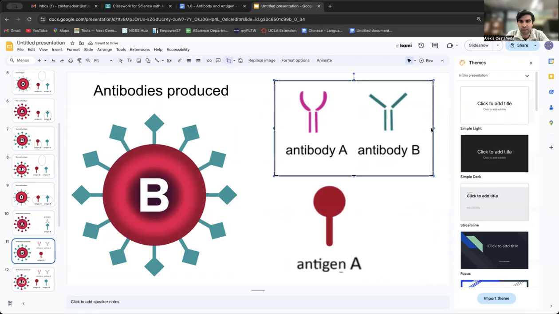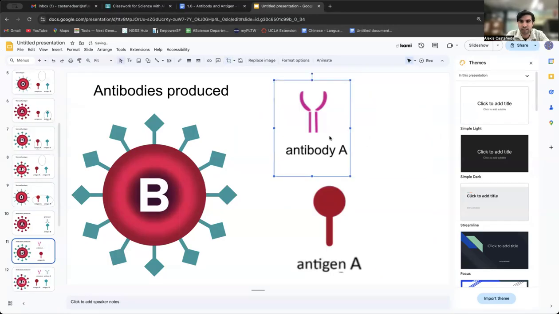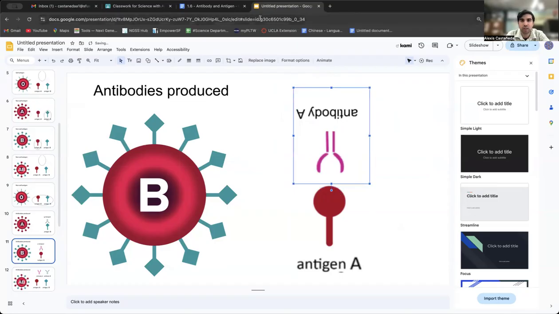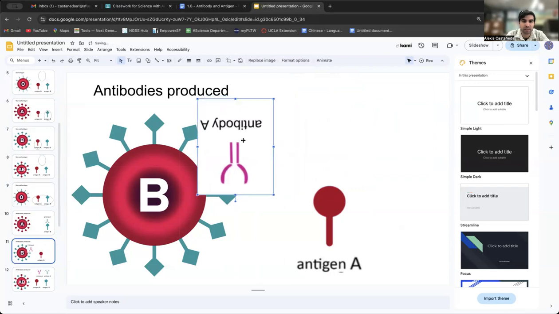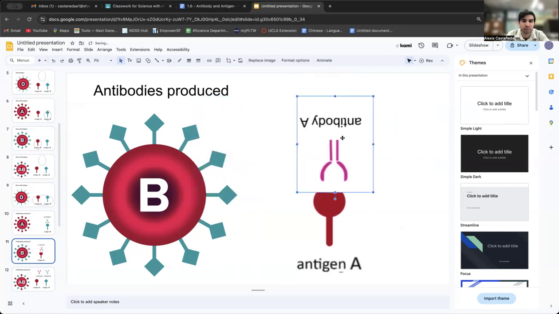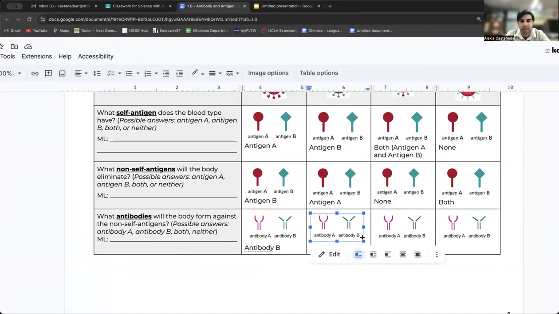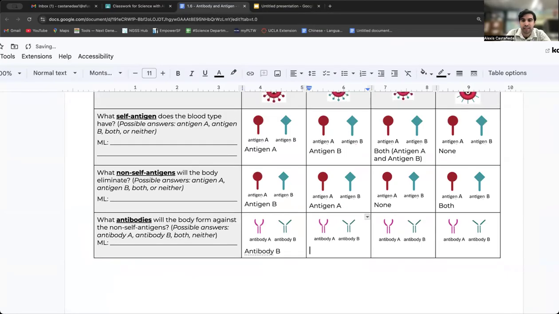So which one of these antibodies will fit on it? Well, antibody A will fit. Antibody A will fit with this antigen A. When it fits on it, it will eliminate it. Unfortunately, this antibody will not connect to B. It does not connect to B. So that means that it will be safe. It will not eliminate itself. So if we go back here, the antibody that this blood type produces is antibody A.